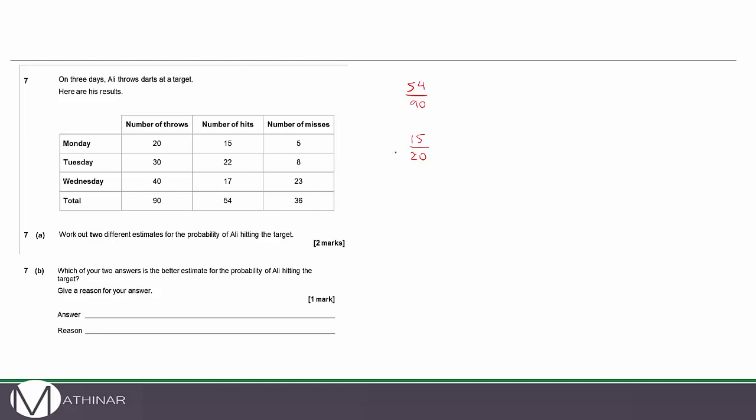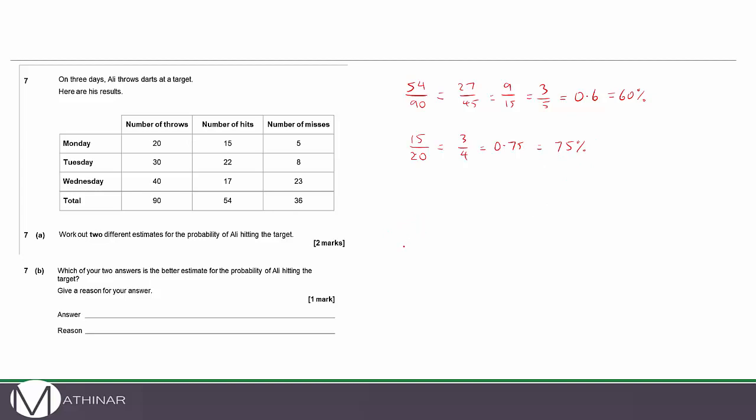Okay, so work out 2 different estimates. Now, you can give these estimates as fractions, decimals, or percentages. I'm just going to simplify these fractions. So 54 over 90, which is 27 over 45, which is 9 over 15, divided by 3, is 3/5. So 3/5 is 0.6 or 60%. 15 over 20, both divide by 5, so we get 3/4, which is 0.75, which is 75%. Okay, so there's my 2 estimates, 60% and 75%.